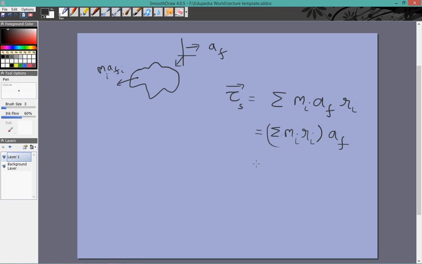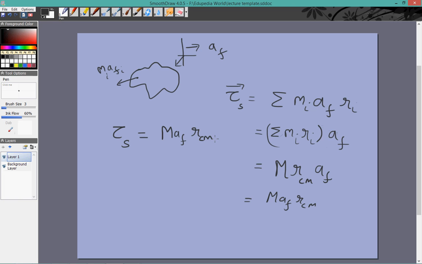But we know what summation m_i r_i is. It is M times r_CM times a_f, right? The position of the center of mass was basically summation m_i r_i by summation m_i, right? We can write it as M a_f r_CM. So this gives us a nice result, which is that the torque of the pseudo force is equal to the pseudo force multiplied by the position vector of the center of mass. So we can assume that the pseudo force acts at the center of mass.